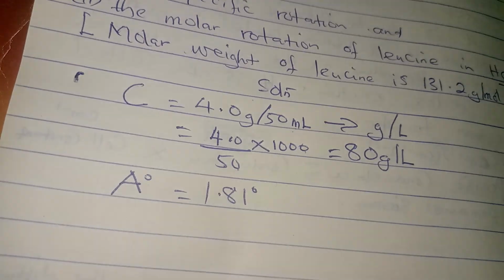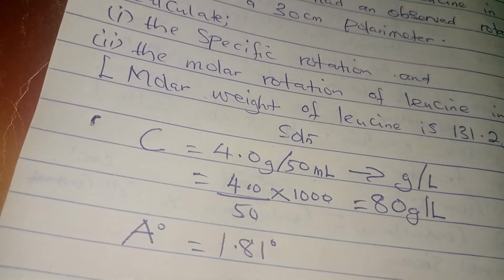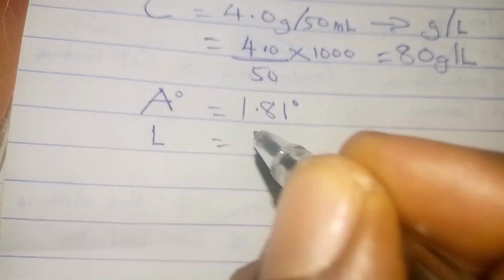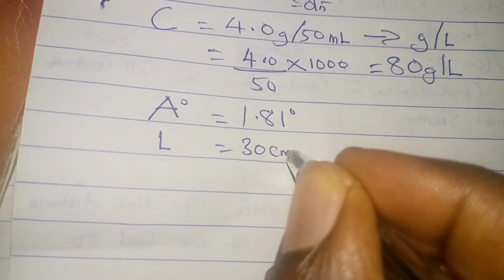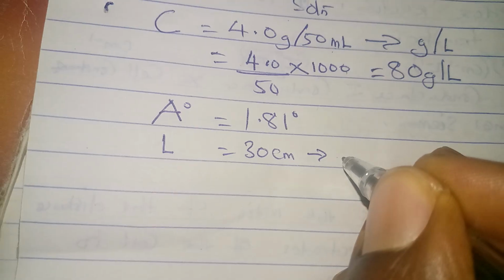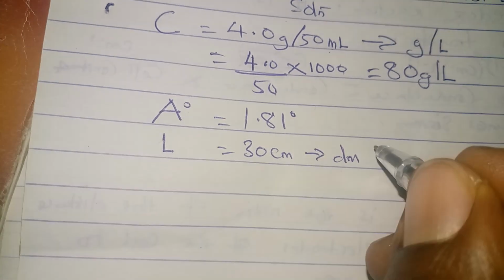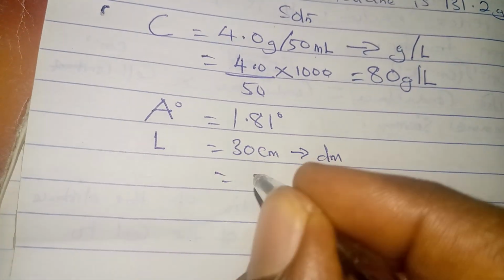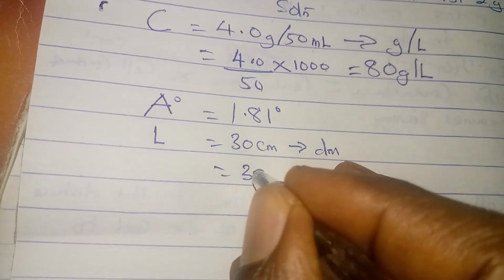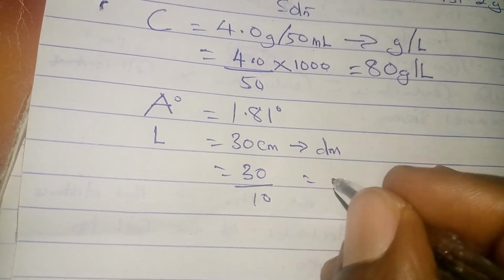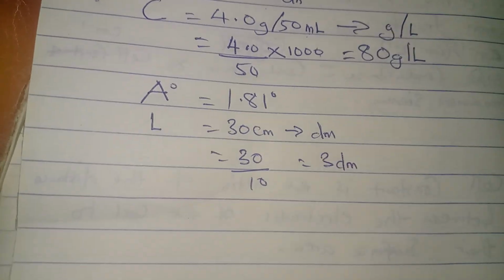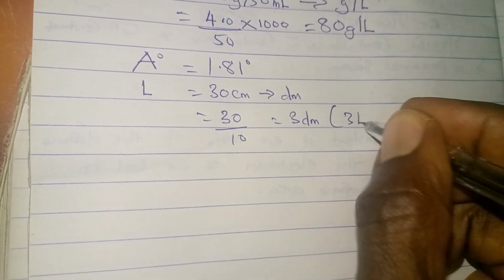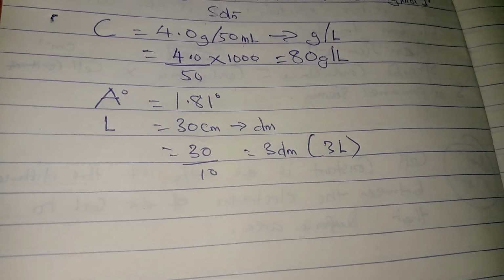cm polarimeter. So that means centimeter is actually the path length. So my path length is symbolized with the letter L, equal to 30 centimeter. So convert this to dm. dm is equivalent to L. If you want to do this, it is simply done by dividing the 30 by 10, and you have your answer to be 3 dm. It's the same thing as saying 3 L.